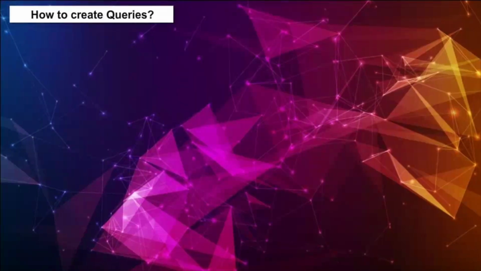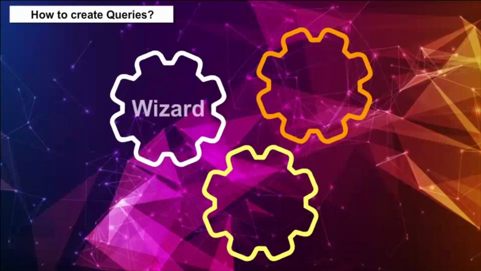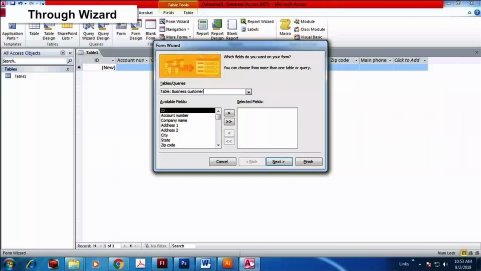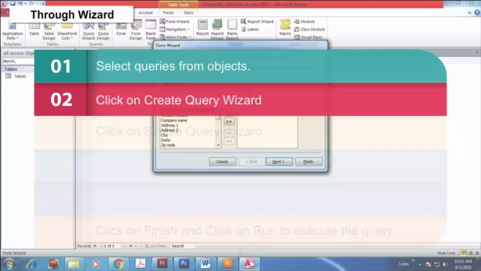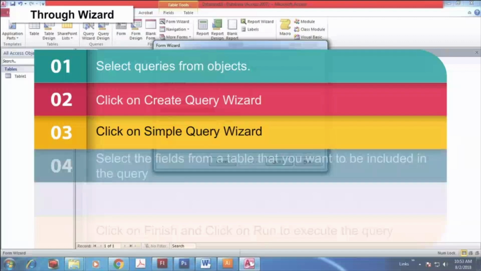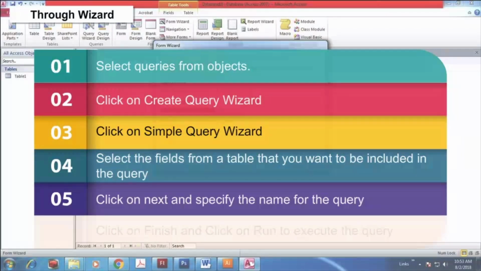How to create queries? There are three ways to create queries: Wizard, SQL, and Design. Through Wizard, select queries from objects. Click on Create Query Wizard. Click on Simple Query Wizard. Select the fields from a table that you want to be included in the query. Click on Next and specify the name for the query. Click on Finish and click on Run to execute the query.